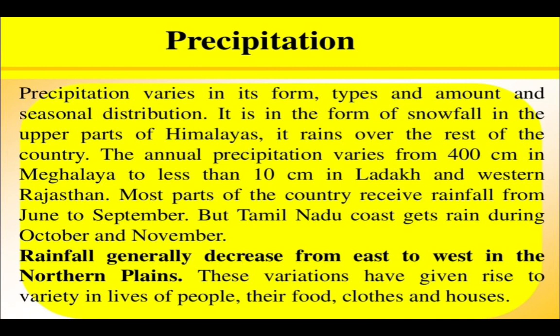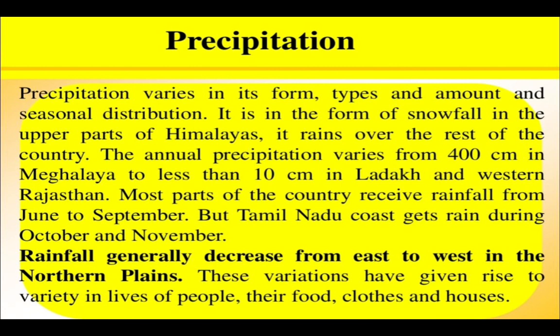And the exit is from Tamil Nadu. So that's why, at last, Tamil Nadu gets the rainfall. And also Kerala gets the first rainfall. Rainfall generally decreases from east to west in the northern plains. These variations have given rise to variety in the lives of people, food, clothes and houses.